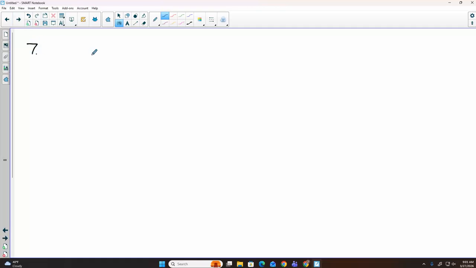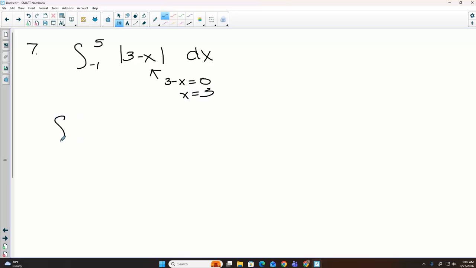Problem 7. So this is the absolute value one, so we just got done doing. And we know we have to separate it when we get 0 on the inside. So that is at 3. So I'm going to integrate from negative 1 to 3 and from 3 to 5.